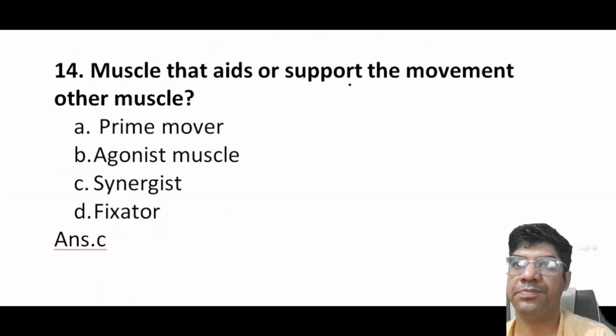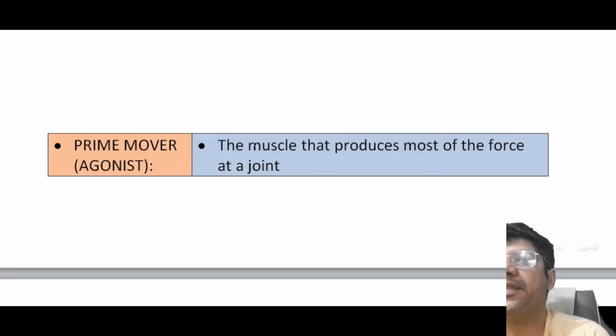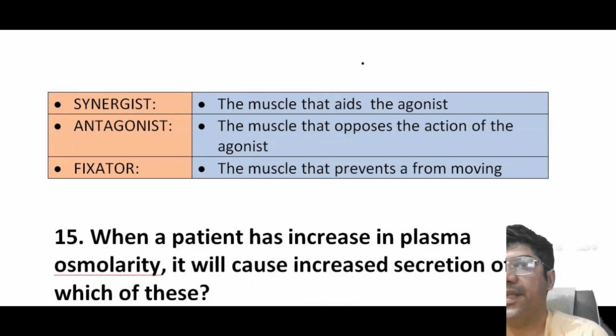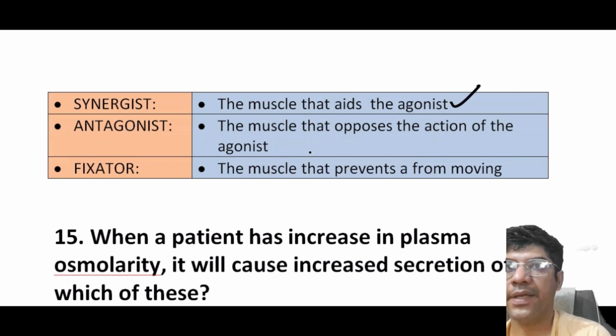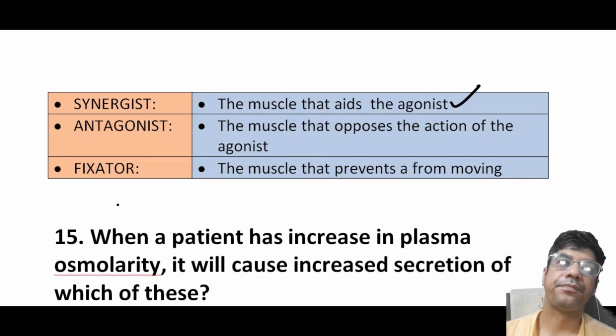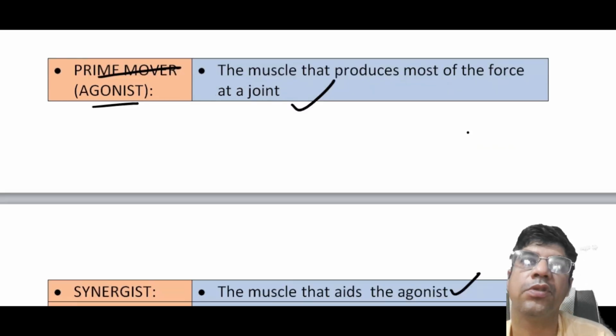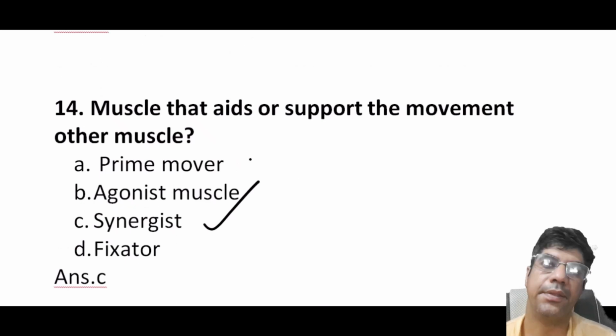Now the muscle that aids or supports the movement of other muscle is synergistic. Now remember that the prime mover or agonist is the muscle that produces most of the force at a joint, whereas synergistic is the muscle that aids the agonist, whereas the muscle that opposes the action of the agonist is the antagonist, and a fixator is the muscle that prevents movement. So the answer here is C, synergistic.